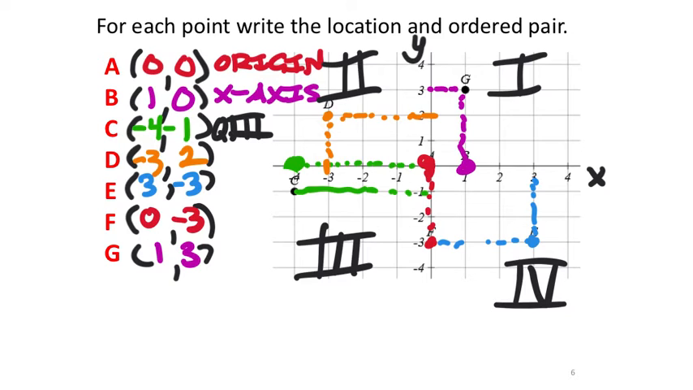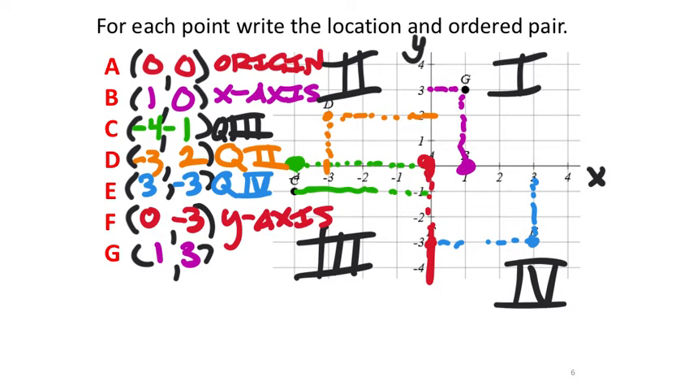And then -3, 2, that's D. So that's in quadrant 2, I see that. So quadrant 2. And then the blue point, that was E, right? Yeah, that's in quadrant 4. So quadrant 4. And then 0, -3. It's right on the y-axis right there. So I'll just write this down as y-axis.